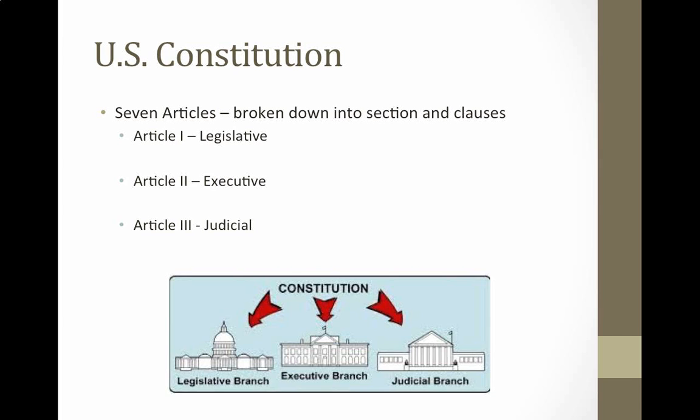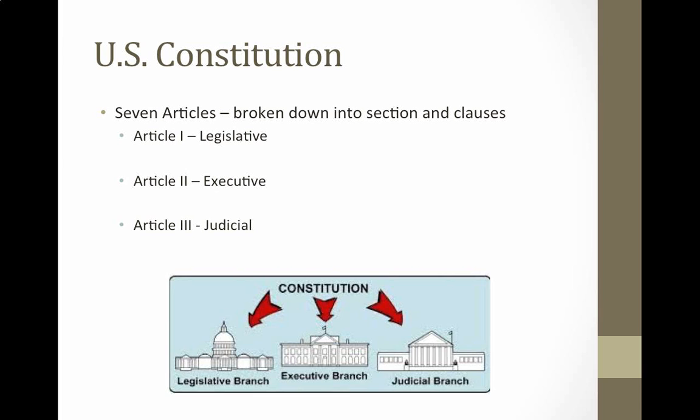Article 1 is all about the legislative branch, and if you look down at the bottom, I have a picture here, obviously. There on the left-hand side is a picture of the Capitol. That's where our legislative branch works. Make sure you get in your notes this additional information. Our legislative branch is called Congress. They are responsible for making the laws.